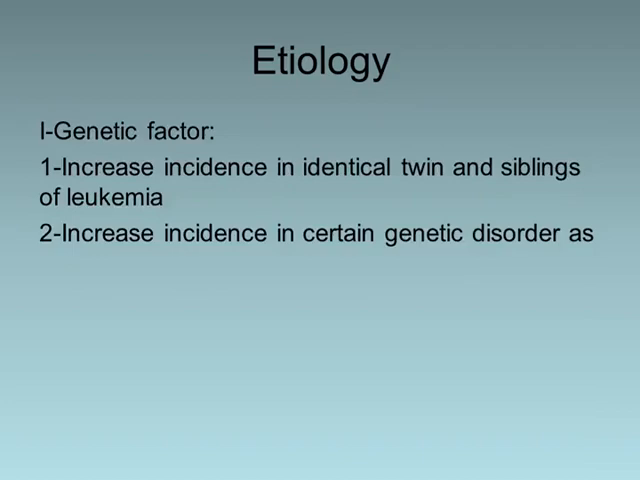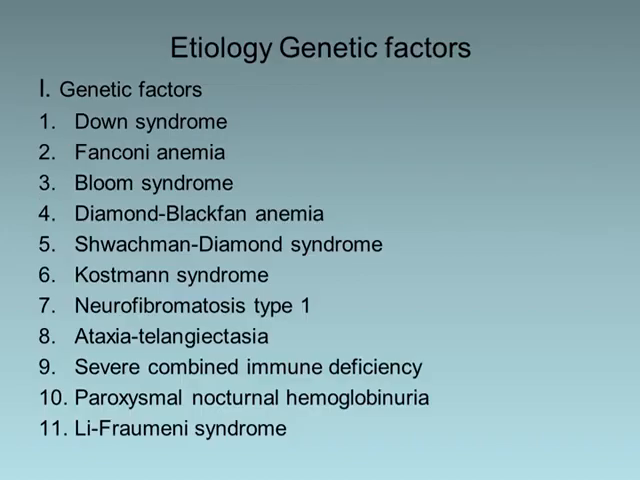Genetic factors may play a role, and this is shown through increased incidence in identical twins and siblings of leukemia patients, and increased incidence in certain genetic disorders, such as the following: Down syndrome, Fanconi anemia, Bloom syndrome, Blackfan-Diamond anemia, Shwachman-Diamond syndrome, Kostmann syndrome, neurofibromatosis type 1, ataxia telangiectasia, severe combined immune deficiency, paroxysmal nocturnal hemoglobinuria, and Li-Fraumeni syndrome.